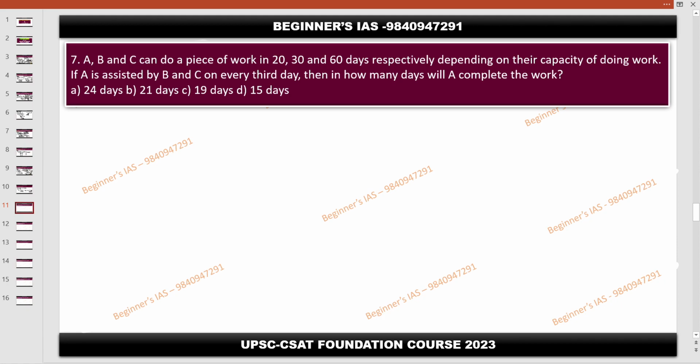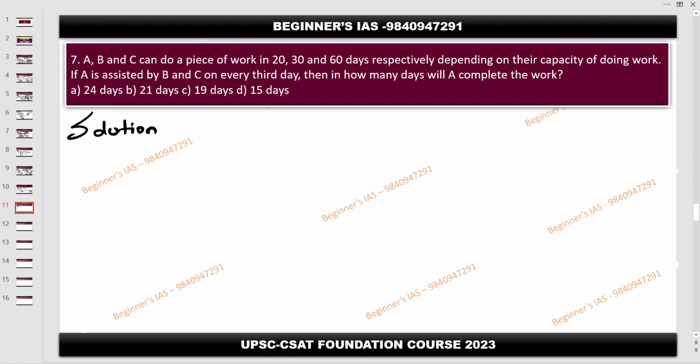So here, learn the solution now. Question number 7. A, B, C can do a piece of work in 20 days, 30 days, 60 days respectively, depending on their capacity of doing work. If A is assisted by B and C on every third day, then in how many days will A complete the work? First of all, you need to know the total amount of work, how many units need to be completed.